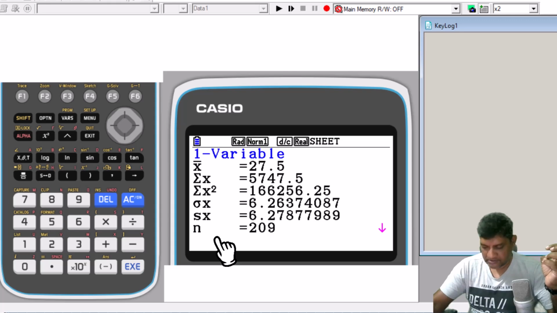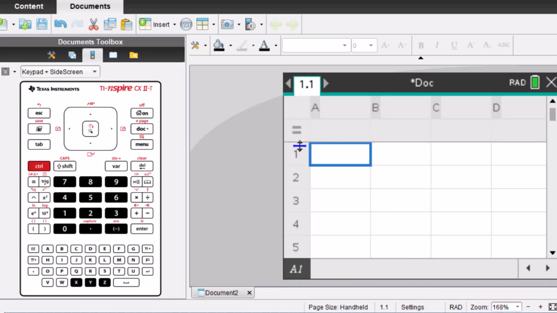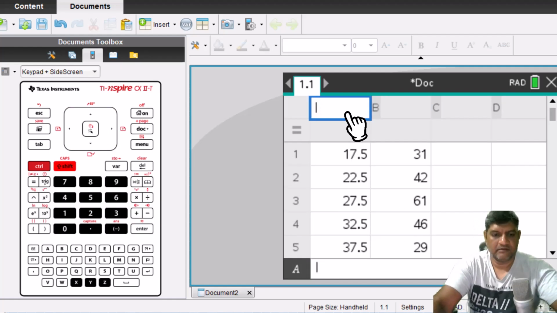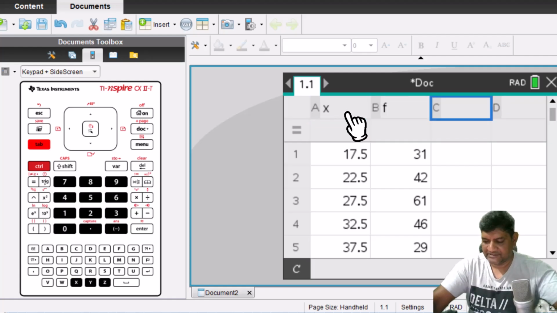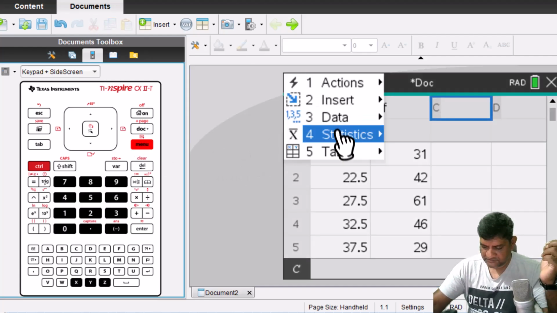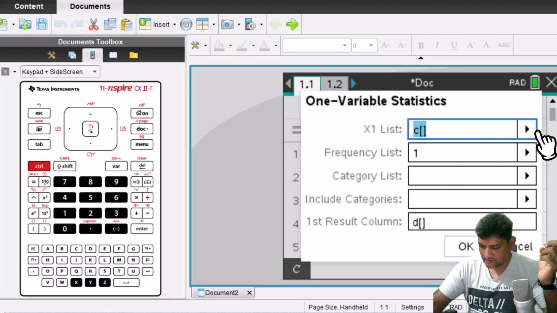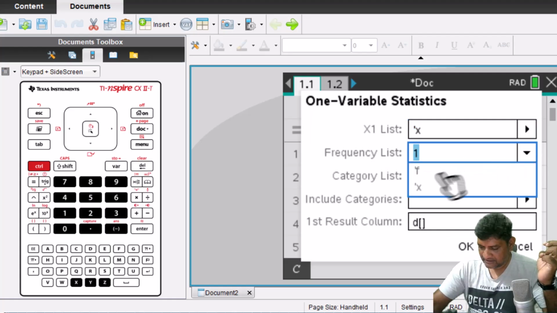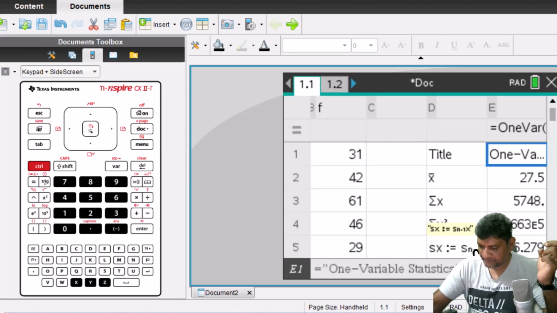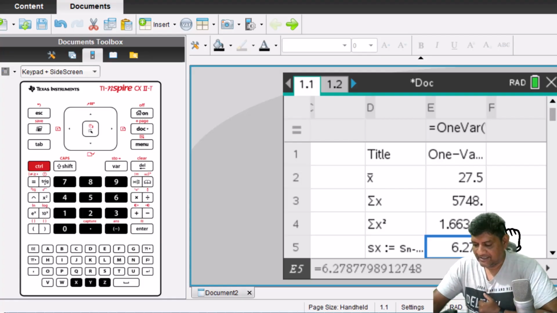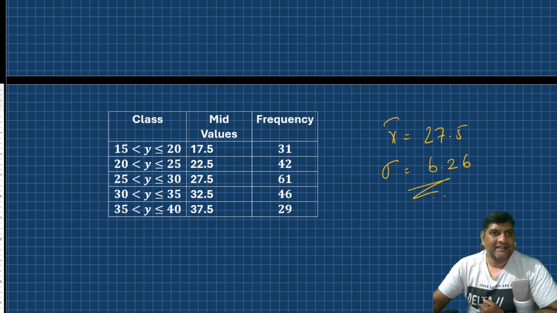I'm going to quickly do that on TI now. Let's say this is X, and that's the corresponding frequencies. Menu, statistics, stat calculations, one variable statistics. And now I will choose X over here, corresponding frequencies, click on OK. And that should give you the mean of 27.5. And then you have the standard deviation of 6.279.